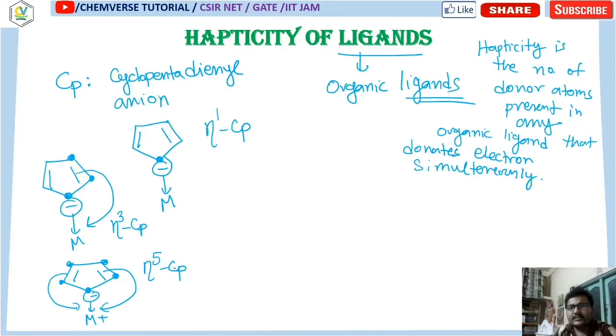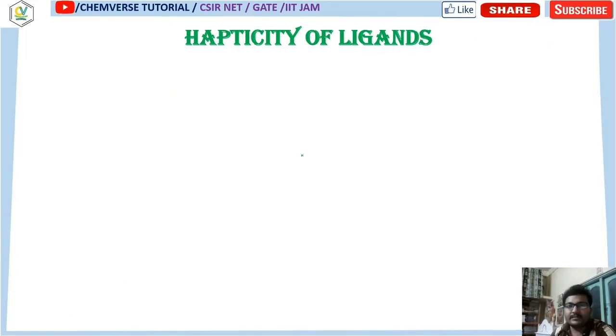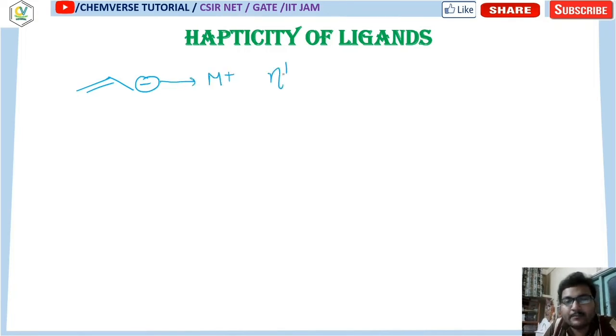So if nothing is mentioned, suppose you have got this kind of molecule, Cp2Co+. Here Cp2 is nothing but hapto 5 Cp. You calculate the maximum hapticity. Okay, so this is the case. What is hapticity? Now you can take some more examples. Suppose I am taking allyl. Now this allyl can donate from one center, so it can be hapto 1 allyl.